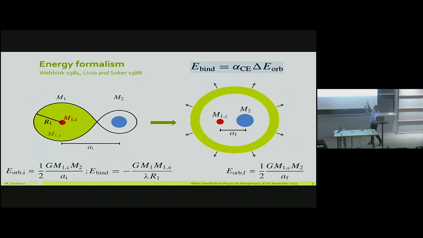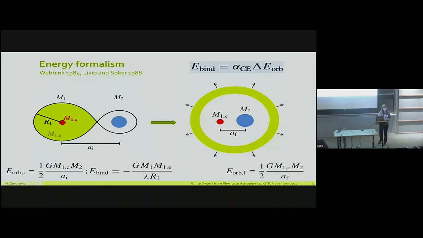Basically, you have the initial configuration, initial orbital energy and binding energy, and you have the final orbital energy after ejecting the envelope, in a much closer binary. Then you just relate these two energies, the change in orbital energy with the binding energy of the envelope, with an efficiency. This is the famous common envelope efficiency you have been hearing. That is the fraction of orbital energy that you really use to unbind the envelope, because the common envelope phase is very fast. So you don't expect to use 100% of the orbital energy. So you expect an alpha value below 1.